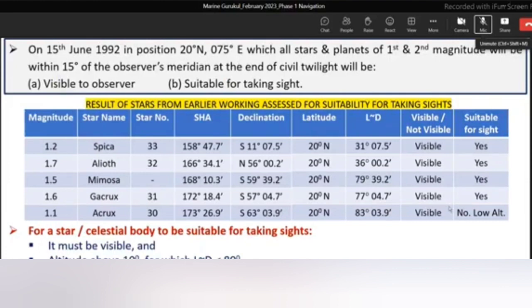Sir, can you explain the last point regarding the altitude? Why do you say it is a low altitude? Beta, can you repeat the question, please? He's asking why the cap of 10 degrees. The last point, altitude above 10 degrees, for which L difference D is less than 80. Okay, so you mean to say why less than 10 degrees should not be used for a sight, right?